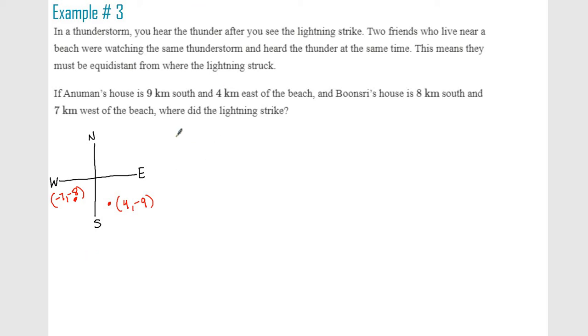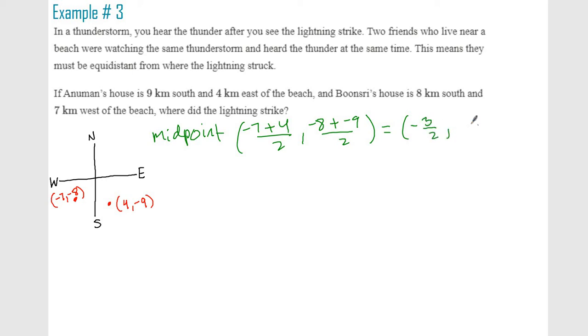Start with finding the midpoint. So we get -7 plus 4 over 2 and -8 plus -9 over 2. So our midpoint is at -3/2 and -17/2. Then we find our original slope. So it's our change in y's over our change in x.